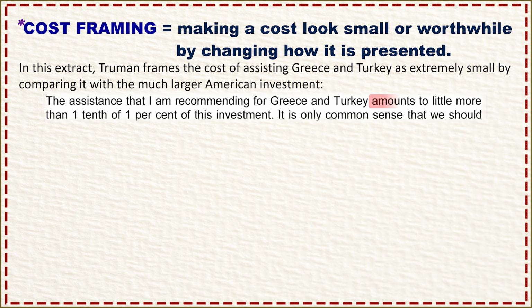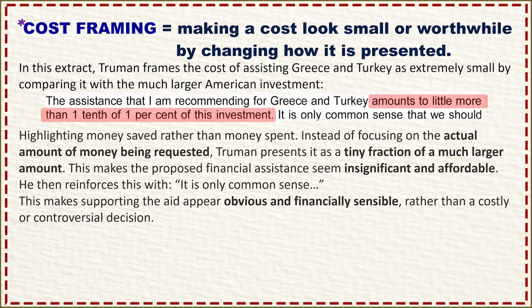In this extract, Truman frames the cost of assisting Greece and Turkey as extremely small by comparing it with the much larger American investment. He states that the required figure amounts to little more than 1/10 of 1% of this investment, highlighting money saved rather than money spent, instead of focusing on the actual amount of money being requested. Truman presents it as a tiny fraction of a much larger amount. This makes the proposed financial assistance seem insignificant and affordable.